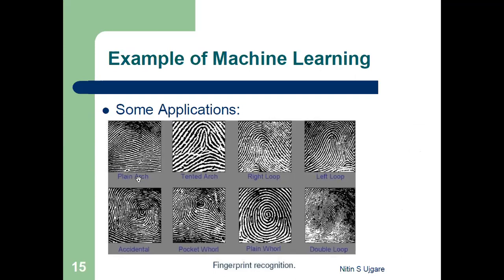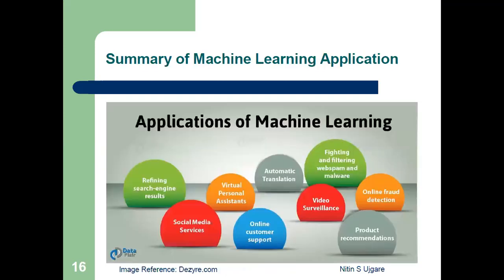So the first type of fingerprint category is the plain arc, second is tented arc, right loop, left loop, accidental, pocket whirl, plain whirl, double loop, and so on. Okay, so you would be surprised that these are the 8 different types of fingerprints that any human being has.